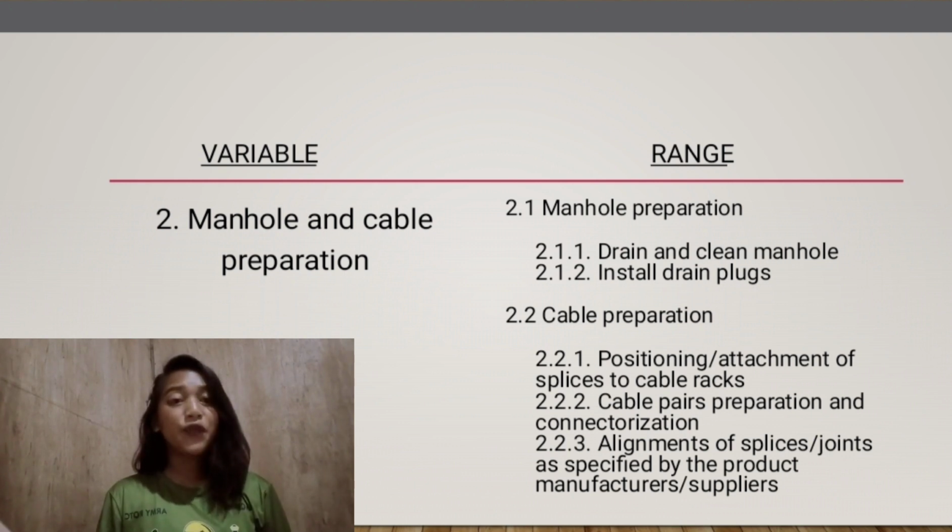The second variable is the manhole and cable preparation. Manhole preparation consists of how to drain and clean the manhole and how to install drain plugs. The second is the cable preparation: how to position or attach the places of cable racks, cable pairs preparation and connectorization, and the alignment of places joints as specified by the product manufacturers or the suppliers.